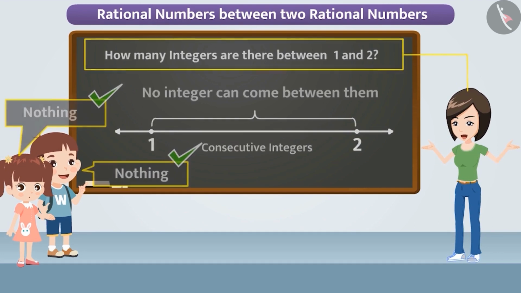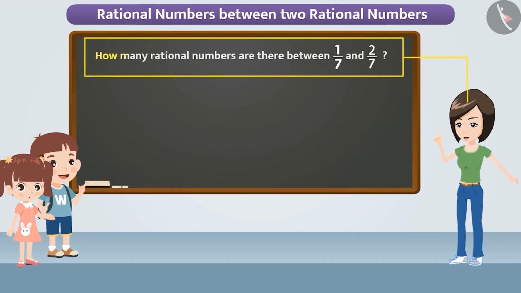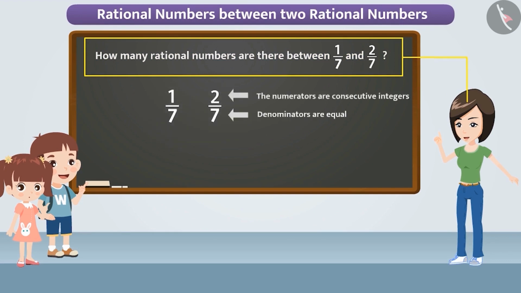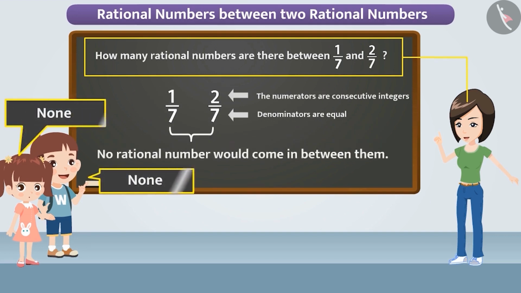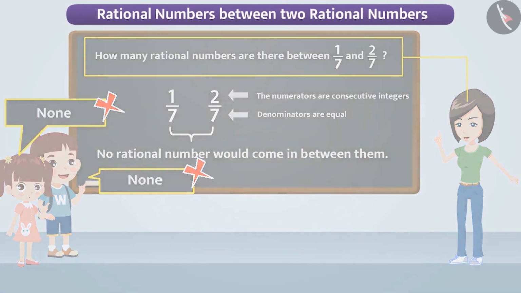Then Sarita asked, now tell me, how many rational numbers are there between 1/7 and 2/7? Amit and Nisha saw that the denominators of the two rational numbers are equal and the numerators are consecutive integers, so they thought that no rational number would come in between them. As a result, they answered none. Sarita said smilingly, both of you are wrong. There are infinite rational numbers between them.